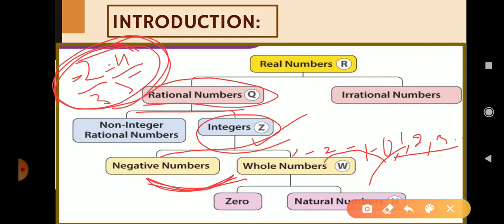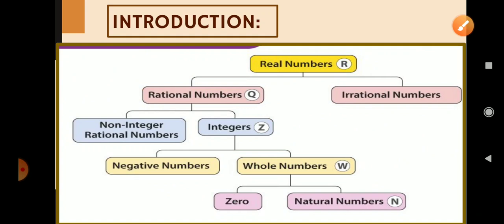Clear? Again, if a number cannot be expressed in the form of P by Q, for example √2, √3, those types of numbers we call irrational numbers. Rational and irrational numbers together we call real numbers, represented by R. Rational numbers are represented by Q, integers are Z, whole numbers are W, and natural numbers are N.